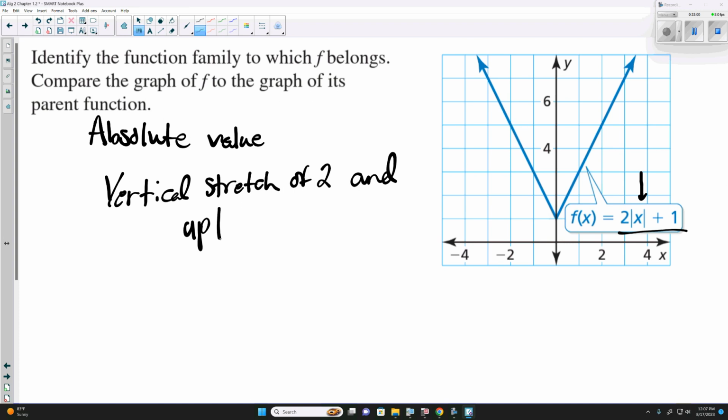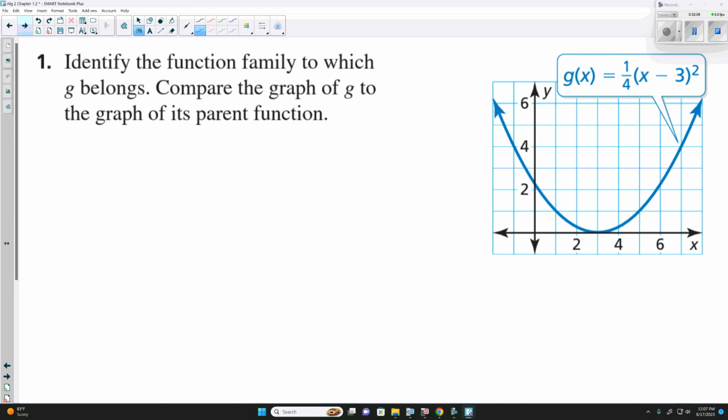We'll look at some more of these, doing more than one. Any other questions on this so far? Let's look at the next one. This one here is a quadratic, because we have the U shape and we also have the square. Now we have two operations. We have the 1/4 outside the parentheses and we have the 3 inside. So what does the 1/4 tell us?